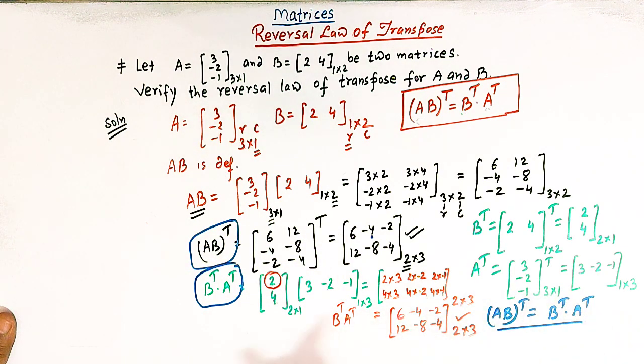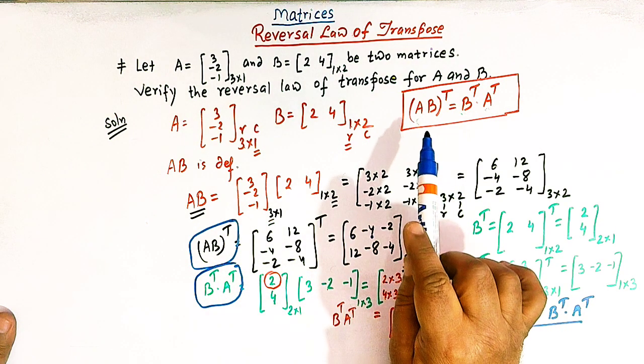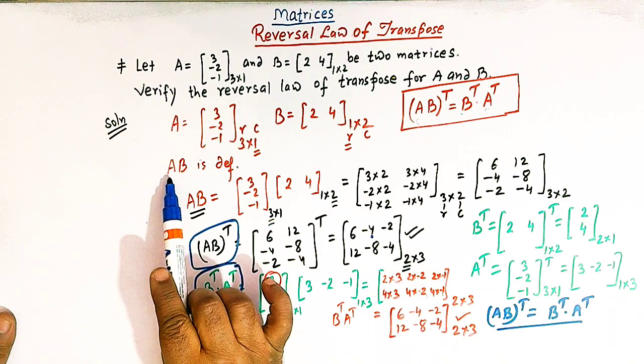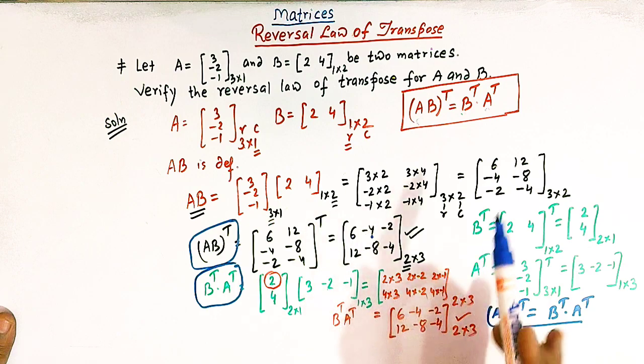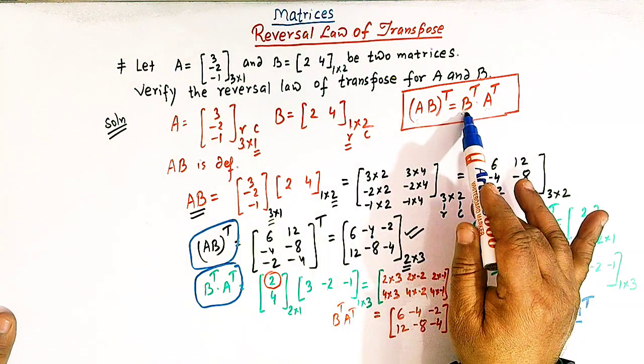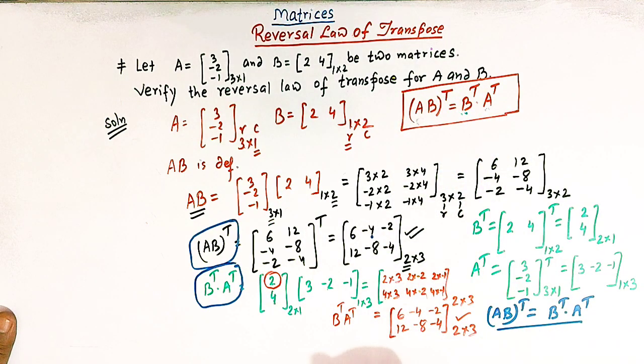So this rule is true for all matrices A and B, which are conformable for multiplication, like the product A and B should be defined, and similarly the product B transpose and A transpose should also be defined.